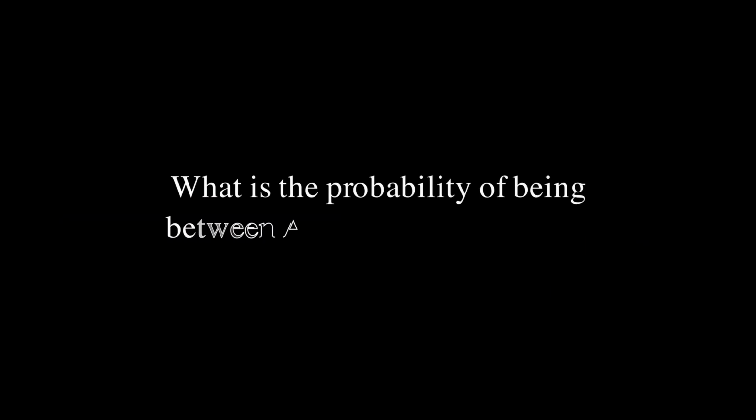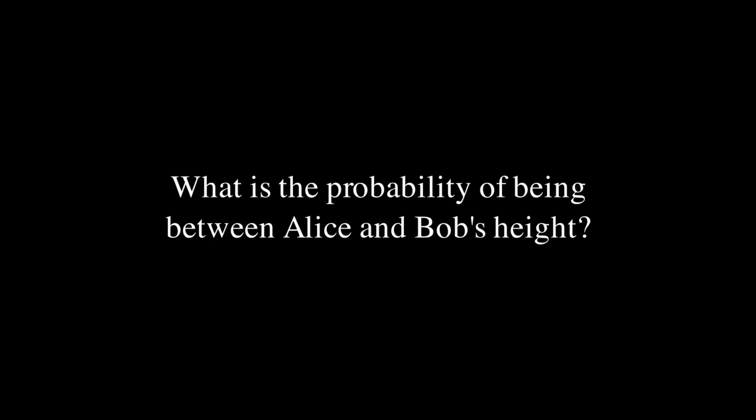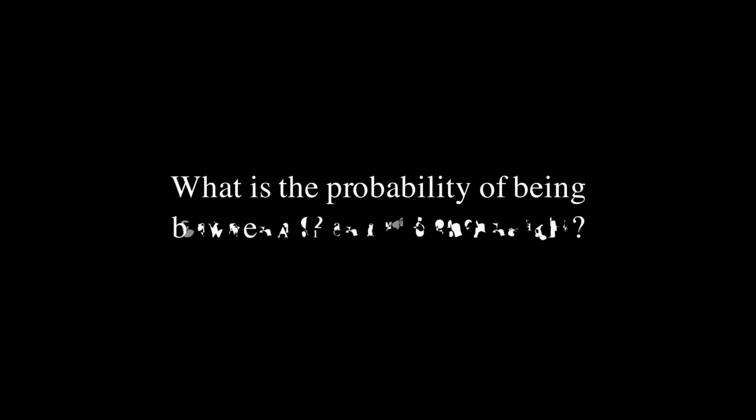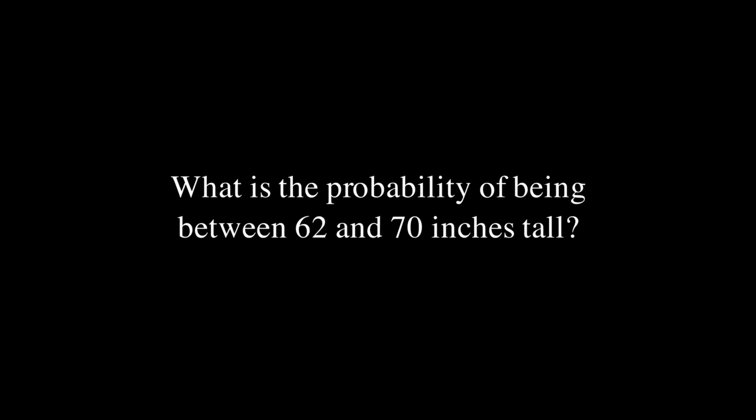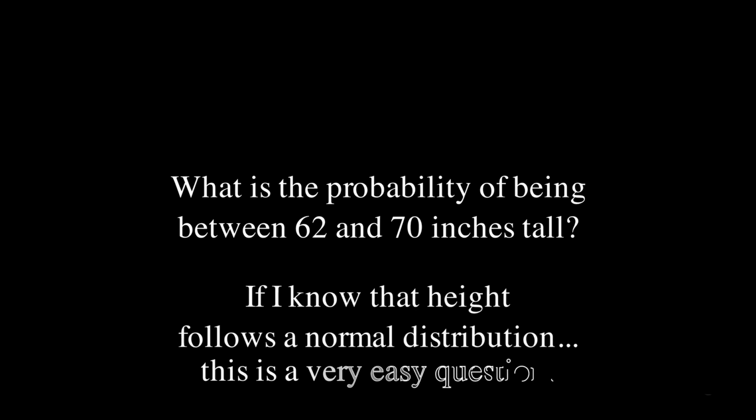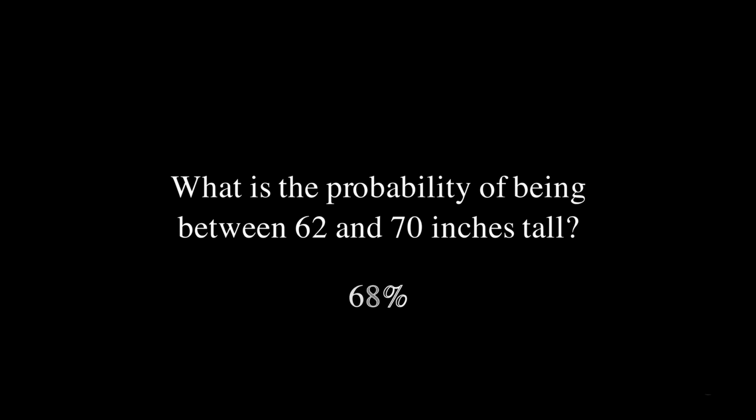What if we wanted to know what is the probability of being between Alice and Bob's height? What is the probability of being between 62 and 70 inches? Well, if I know that height follows a normal distribution, this is actually a very easy question. The answer is 68%. Wow, how did I know that?